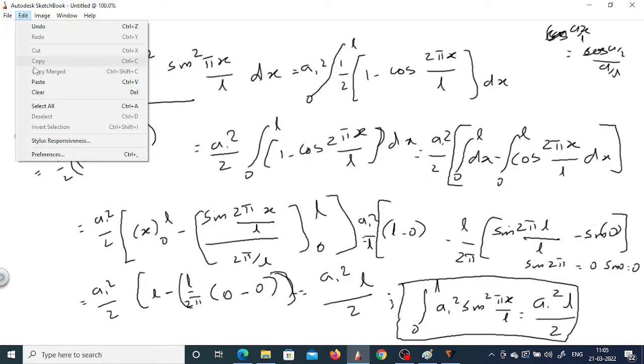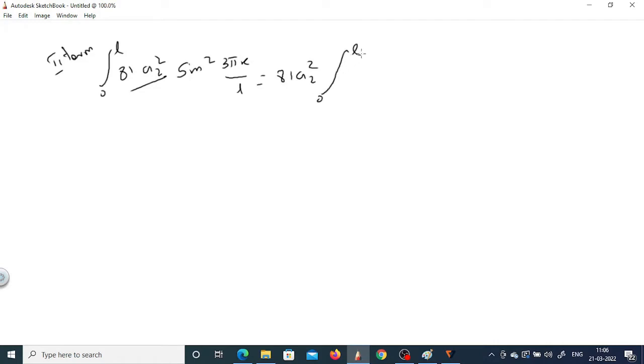Now I can clear the board. After clearing, I can move to the second term. So now we can perform the second term operation. The second term, as you saw in the previous video, is from 0 to L: 81 a2 squared into sin squared 3πx by L. How can I simplify this? In that, 81 a2 squared, a2 is the common term, so I pick the term outside. So I can write 81 a2 squared. After that, I introduce the integral 0 to L.